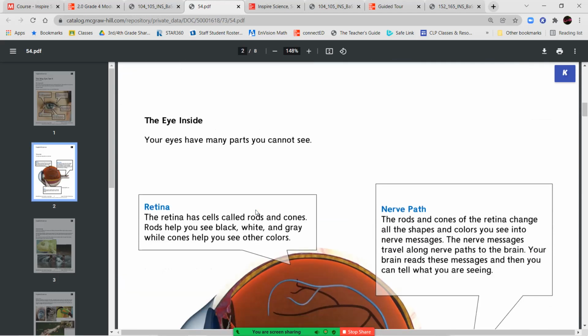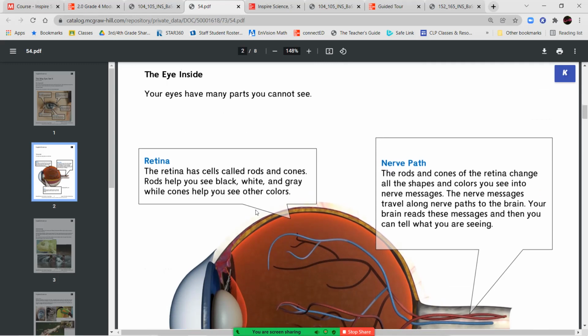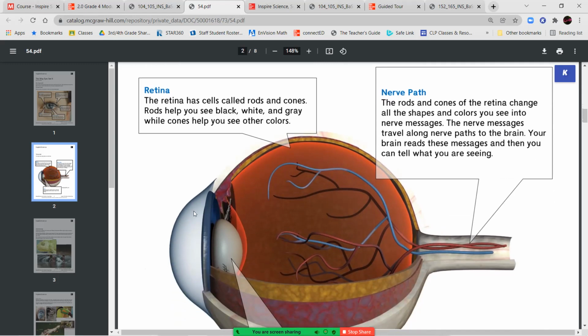The eye inside. Your eyes have many parts that you cannot see. The retina has cells called rods and cones. Rods help you to see black, white, and gray, and the cones help you to see colors, and those are all located on the inside.